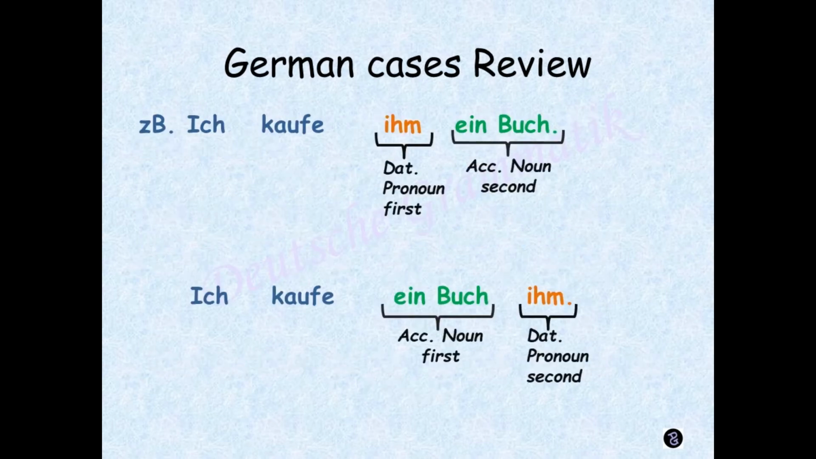Consider this example. What if you write it in another way? Like ich kaufe ein Buch ihm. Well, it's a wrong construction and the sentence becomes grammatically incorrect. If you translate it in English, it is I buy a book him. It even sounds wrong in English.